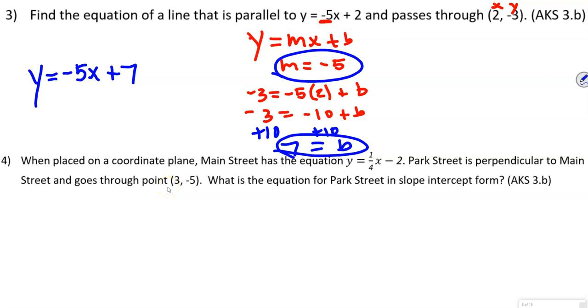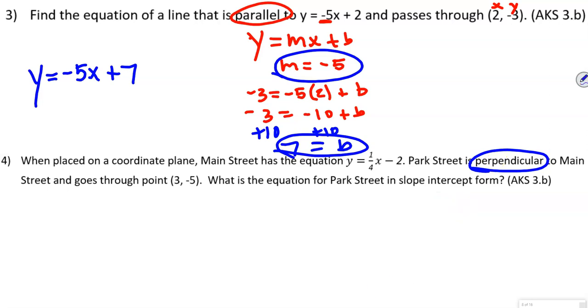So with number 4, it says when placed on a coordinate plane, Main Street has an equation of y equals 1/4 x minus 2. Park Street is perpendicular. Oh, the key word up here obviously was parallel, right? To Main Street and goes through point 3, negative 5. What is the equation for Park Street in slope-intercept form?